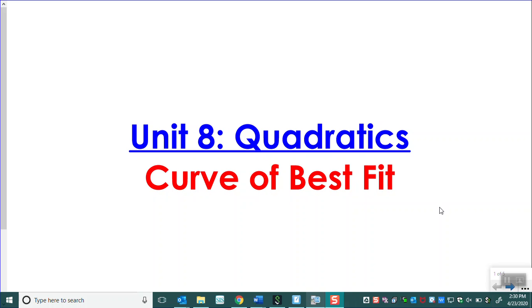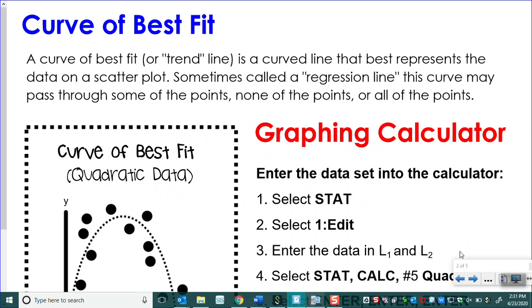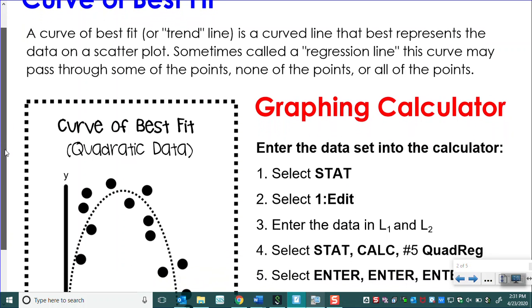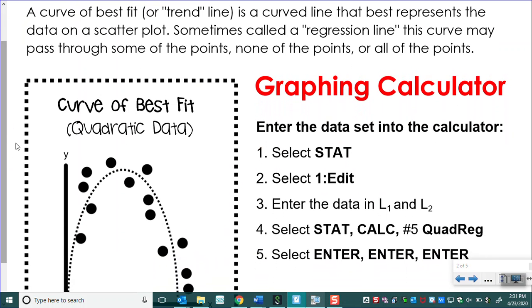In this video, we're going to extend on what we learned with line of best fit back in Unit 4 to take a look at what this looks like when we have data that fits a quadratic model for a curve of best fit. And just to refresh our memory, a curve of best fit or trend line is a line or a curve that best represents data on a scatter plot. So we have to have data that has two components, an independent variable and a dependent variable. And we would plot those all in a scatter plot and see what shape they make.